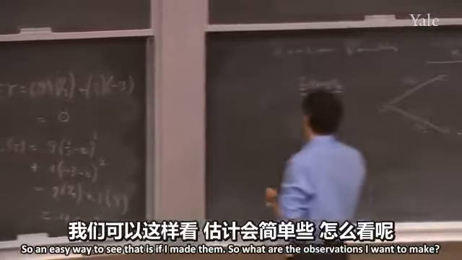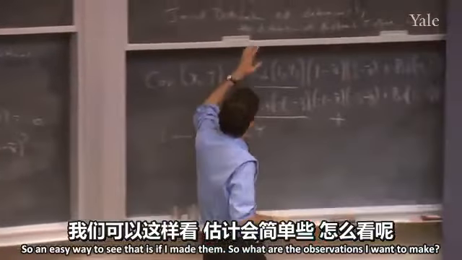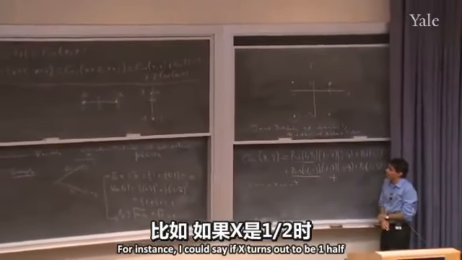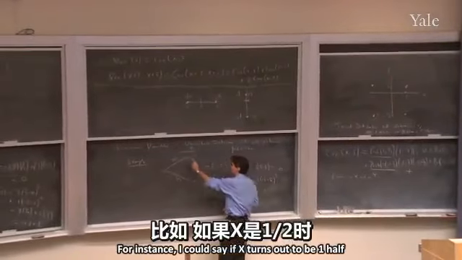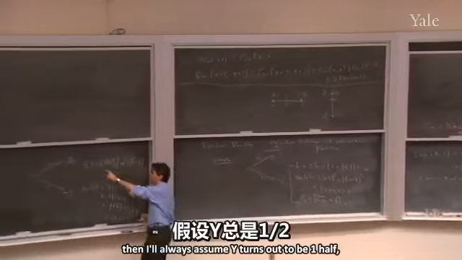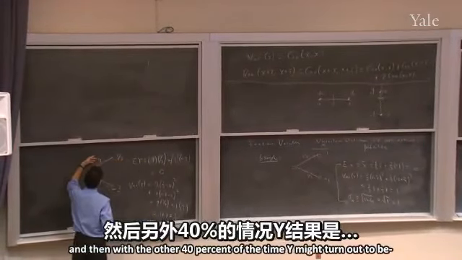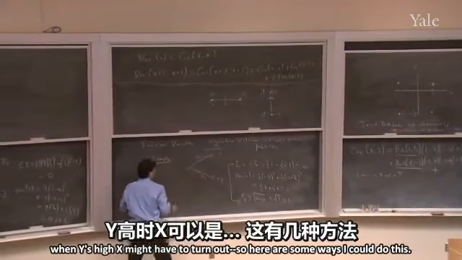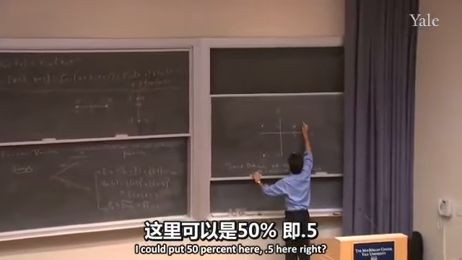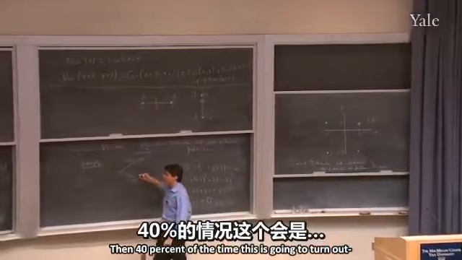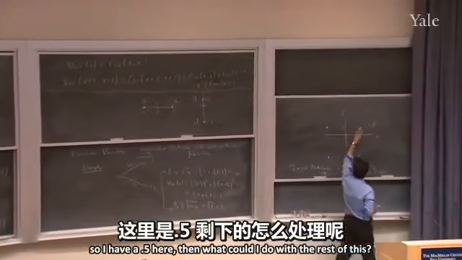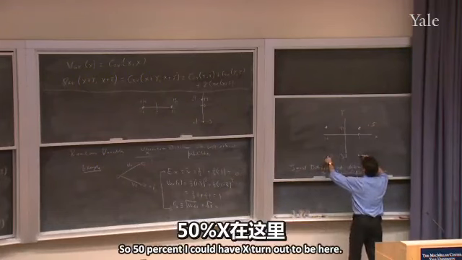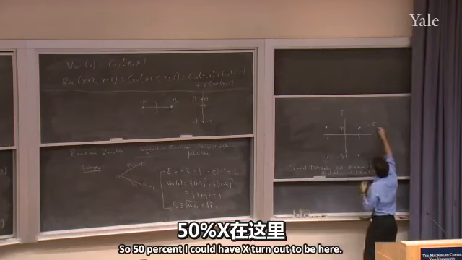So an easy way to see that is if I made them, okay? The distribution now, what are the observations I want to make? For instance, I could say if x turns out to be a half, then I'll always assume y turns out to be a half. And then with the other 40% of the time, when y is high, x might have to turn out to be something else. So here are some ways I could do this. I could put 50% here, 0.5 here, right? Then 40% of the time, this is going to turn out, okay, so I have a 0.5 here. Then what can I do with the rest of this? This plus this has to add up to 50%. And so 50%, I could have x turn out to be here.